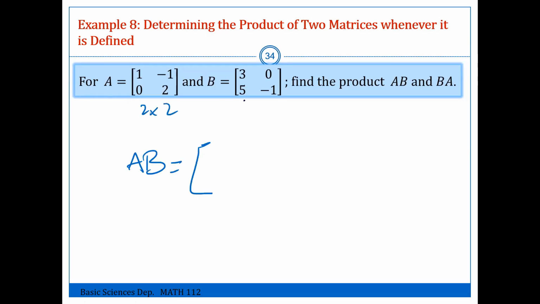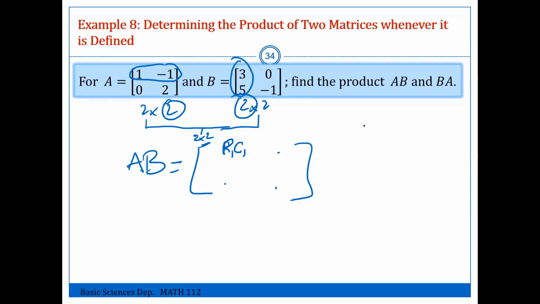So this is 2 by 2, 2 by 2. So matching. So we'll have a matrix of order 2 by 2. So what will be the element of the product? Who knows how to compute this element? First row of A, first column of B. So row 1 times column 1. So 1 times 3 plus negative 1 times 5. So this element is negative 2.